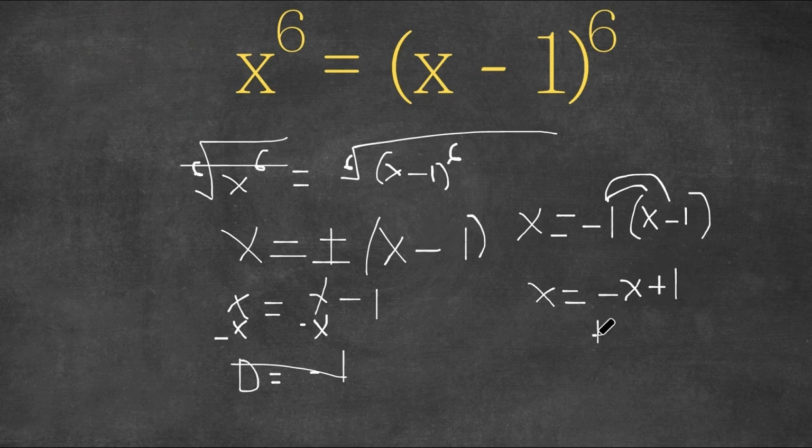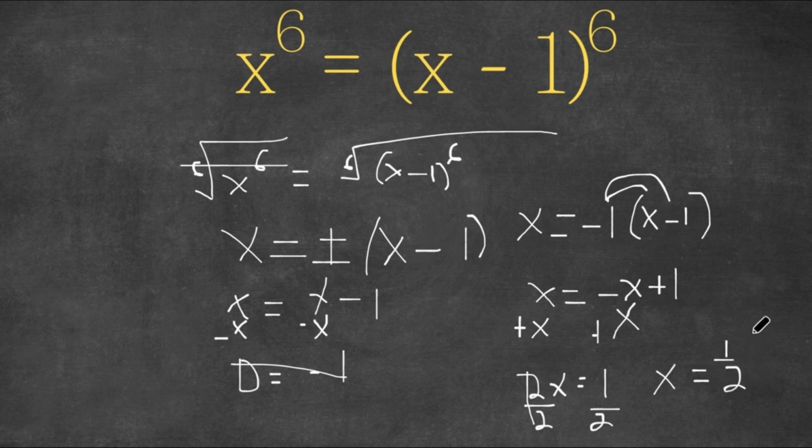And now we're going to add x on both sides. x plus x is 2x, which equals 1. And now to isolate x, we're going to divide by 2 on both sides. These two cancel out, so we're simply left with x equals 1/2. And this is our answer to this equation.